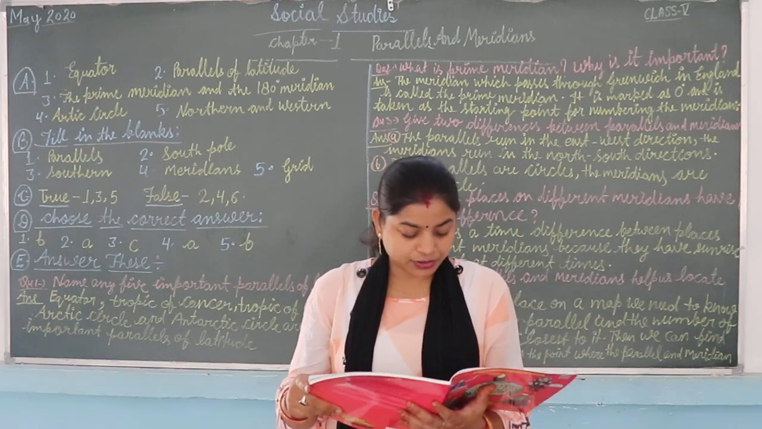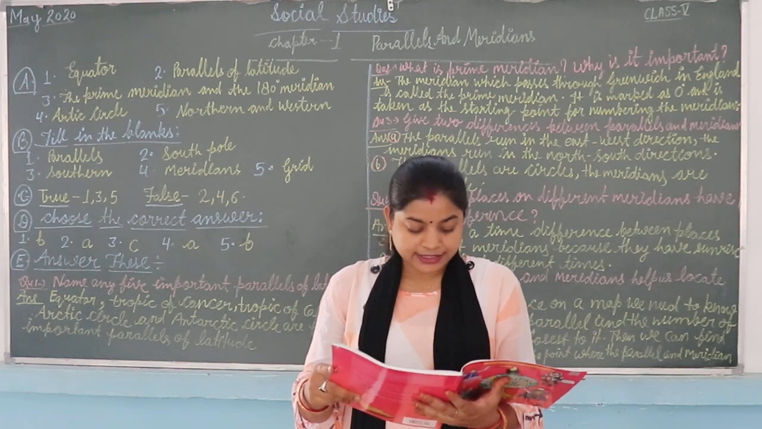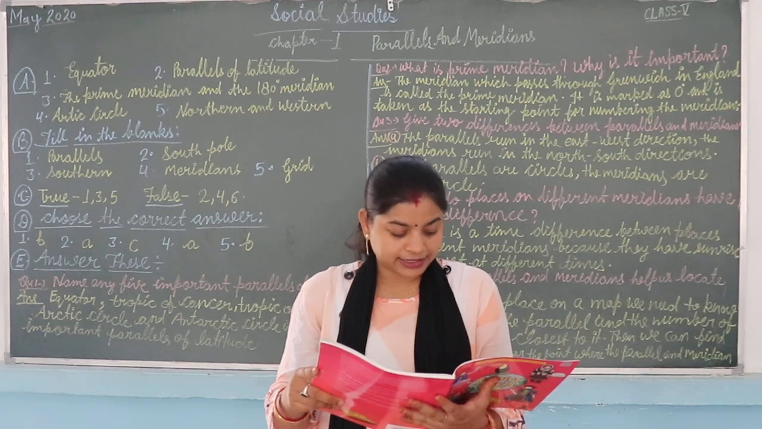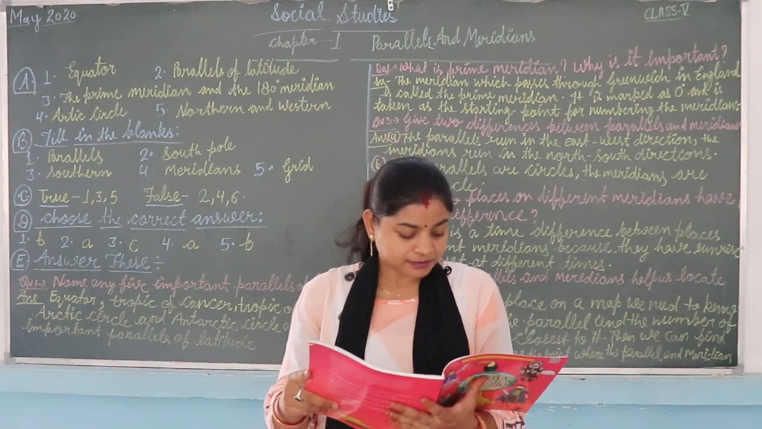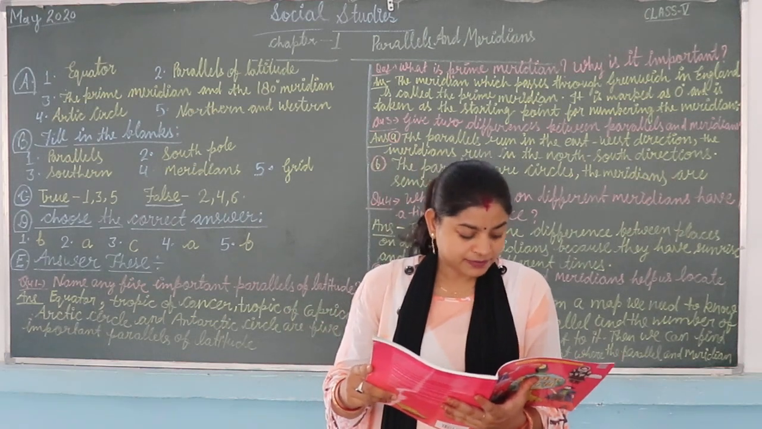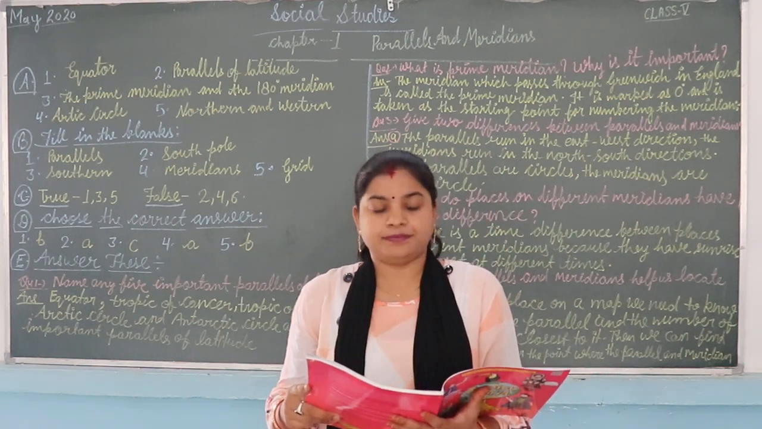The meridian passing through Greenwich in England is taken as the 0 degree meridian. It is called the prime meridian. The prime meridian is the one which passes through Greenwich in England.